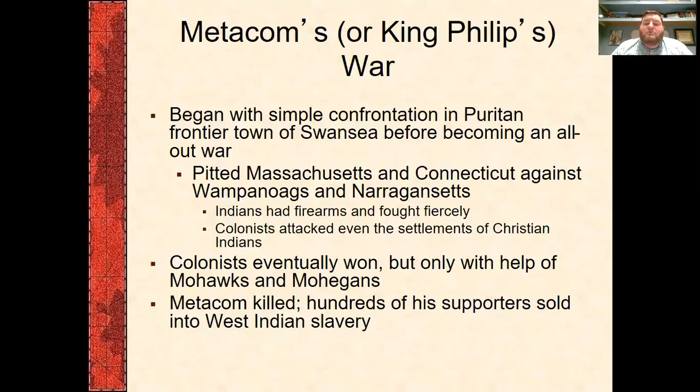And, long story short, the colonists eventually win. They are going to be helped by the Mohawk and Mohegan tribes. Metacom will be killed, and hundreds of his supporters are sold into the West Indian slave trade. And the West Indies is in the Caribbean.